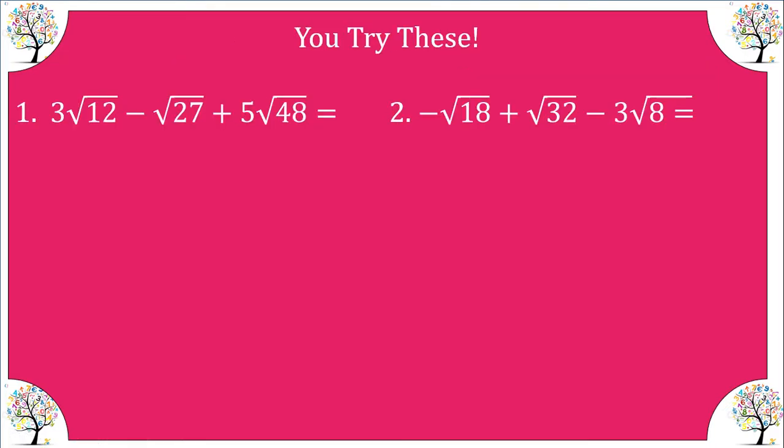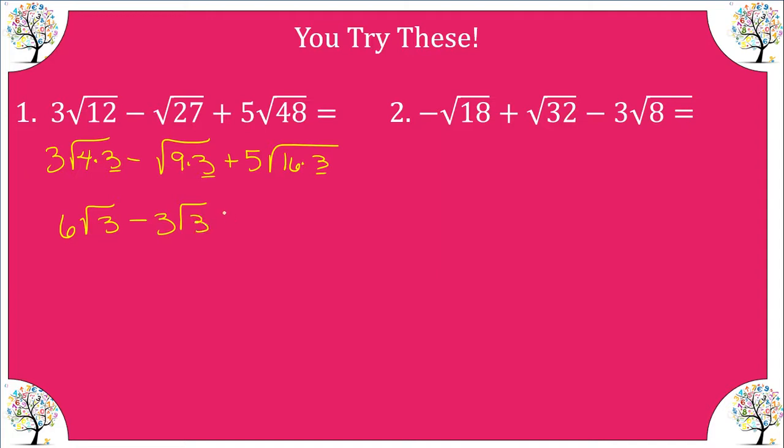Okay, pause the video, and when we come back, we'll go over these. Number 1, we have 3, and we're going to break down 12 into 4 times 3. 27 is 9 times 3. Plus 5 times 16 times 3. So I can see that I'm going to have a common radicand in all these. So the square root of 4 is 2. We get 6 times the square root of 3 minus 3 times the square root of 3 plus 4 times the 5 is 20 square roots of 3 combining.